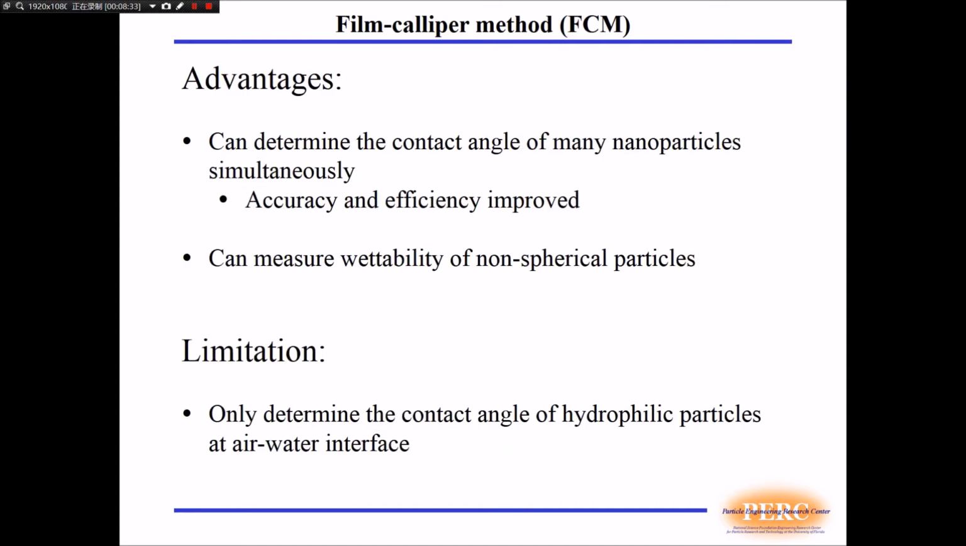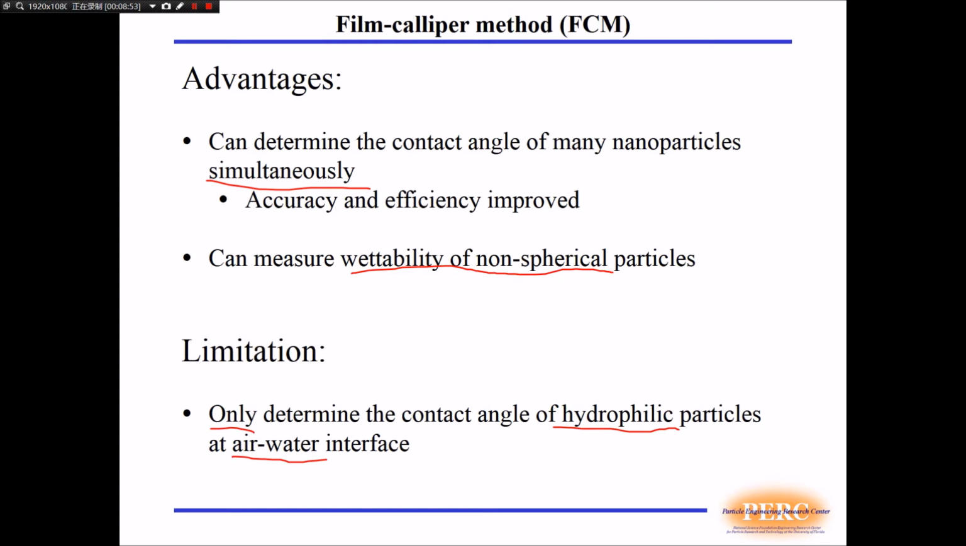FCM can determine the contact angle of many particles simultaneously, improving accuracy and efficiency. It can also measure variability of non-spherical particles. It has a significant limitation: it can only determine the contact angle of hydrophilic particles at the air-water interface.